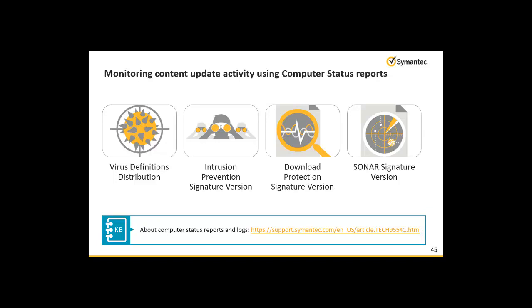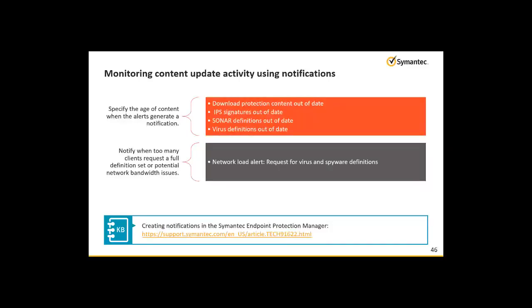You can monitor content update activity using the computer status reports. The reports listed on the screen can be generated as a scheduled or quick report. For more information on computer status reports and logs, reference the Symantec article shown on the screen. SEPM notifications can also be used to notify the administrator when content is out of date, for example, clients checking into the SEPM with definitions more than 3 days old. You can also configure an alert when too many clients request full definition sets. For more information on notifications, see the KB article shown on the screen.